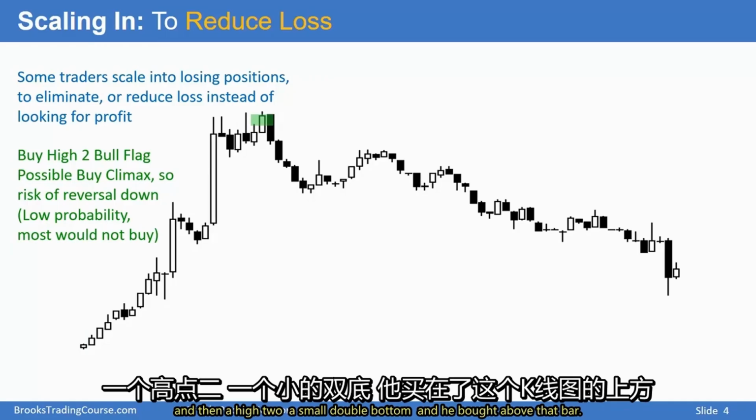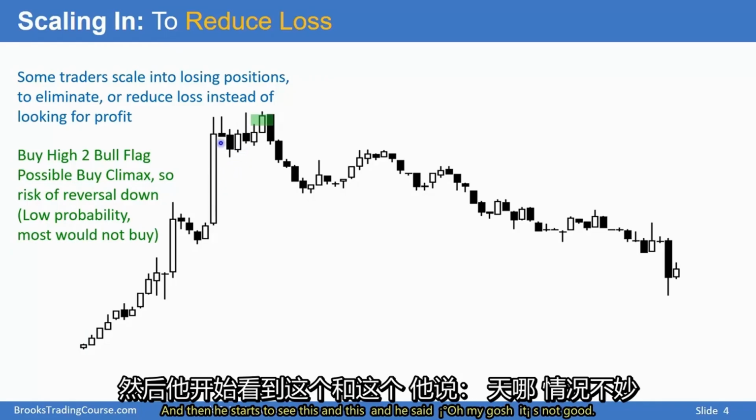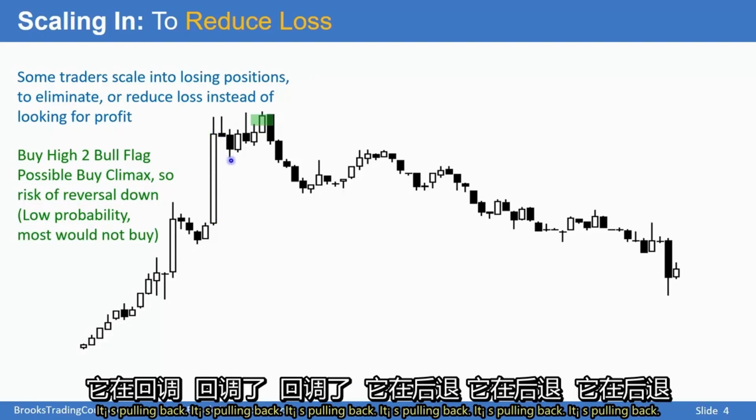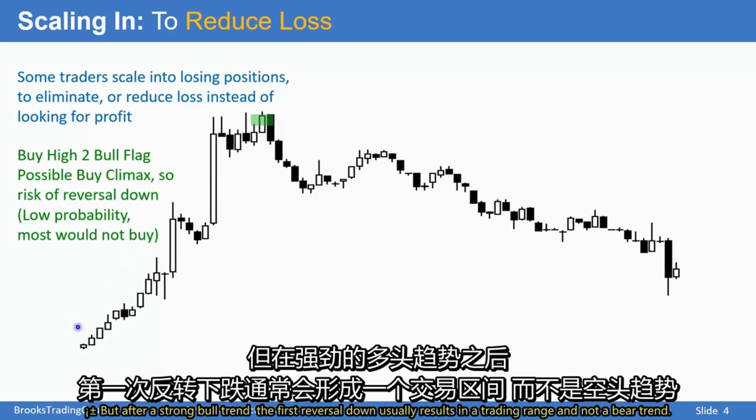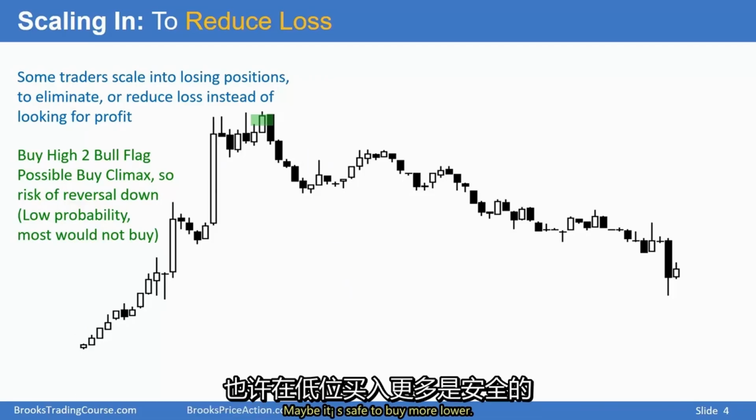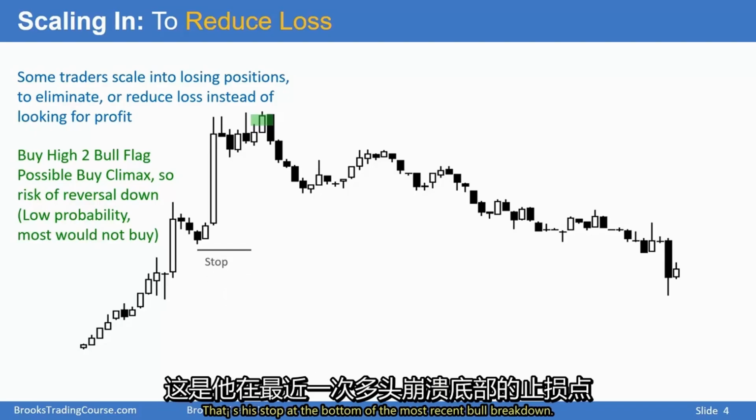So, for example, let's say an optimistic bull did not think about this as being a likely exhaustion bar, and instead he saw a pullback 1, so a high 1, and then a high 2, a small double bottom, and he bought above that bar. And then he starts to see this and this, and he's saying, oh my gosh, it's not good, it's pulling back. But after a strong bull trend, the first reversal down usually results in a trading range and not a bear trend. Maybe it's safe to buy more lower. That's his stop at the bottom of the most recent bull breakout.